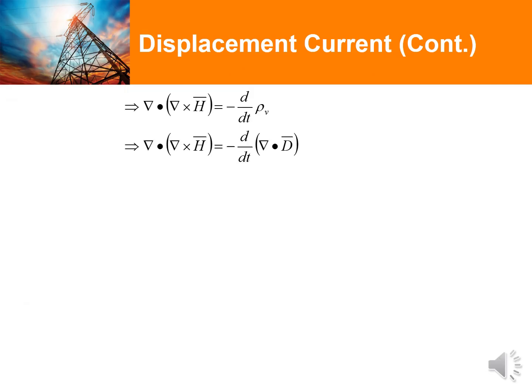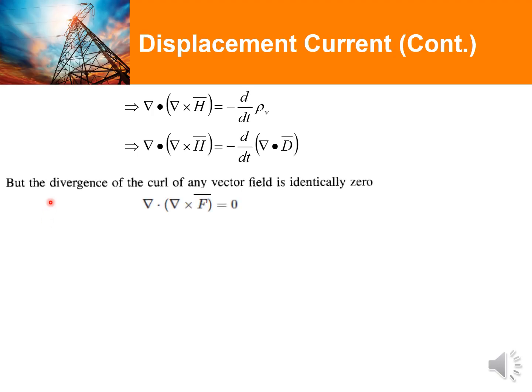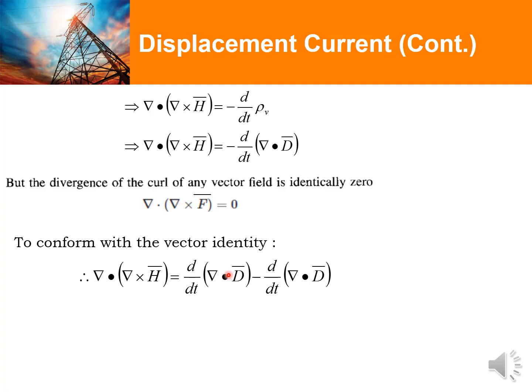However, there is one mathematical law that states that the divergence of the curl of any vector field is identically zero. Therefore, to ensure that our mathematical relation conforms to this law, we need to add a mathematical term on the right hand side of this relation such that this term here would be negated and the right hand side would become zero. The mathematical term to be added is d over dt of del dot D.